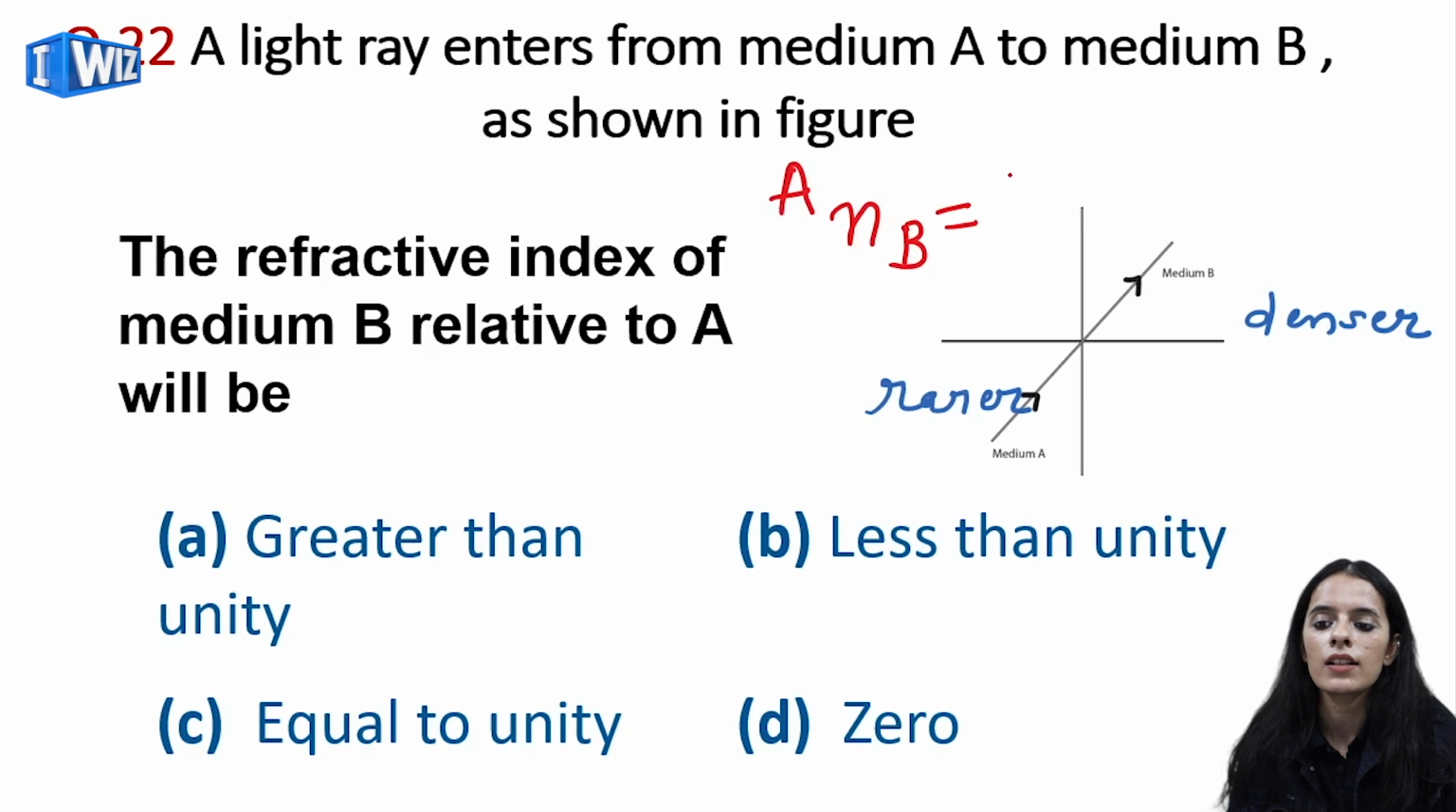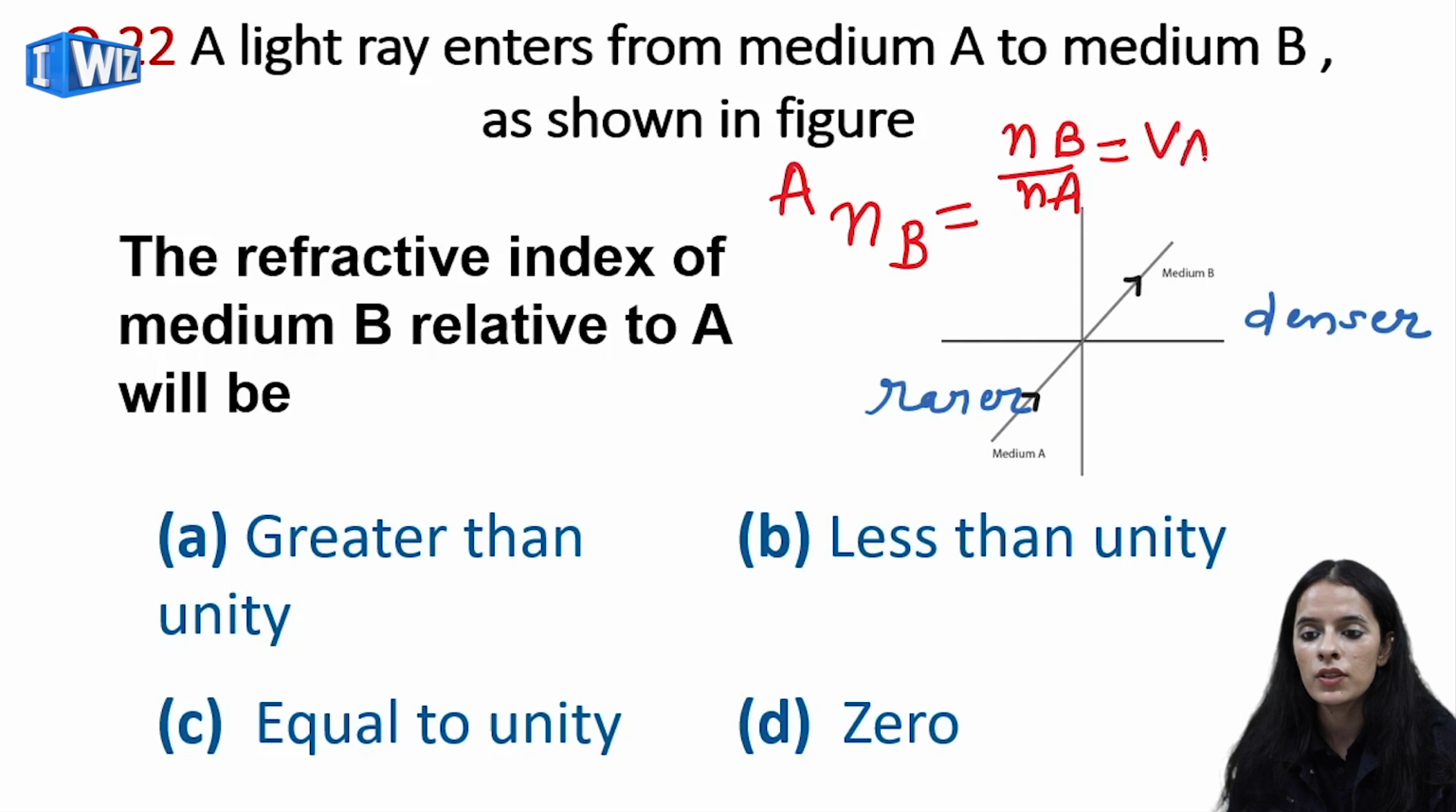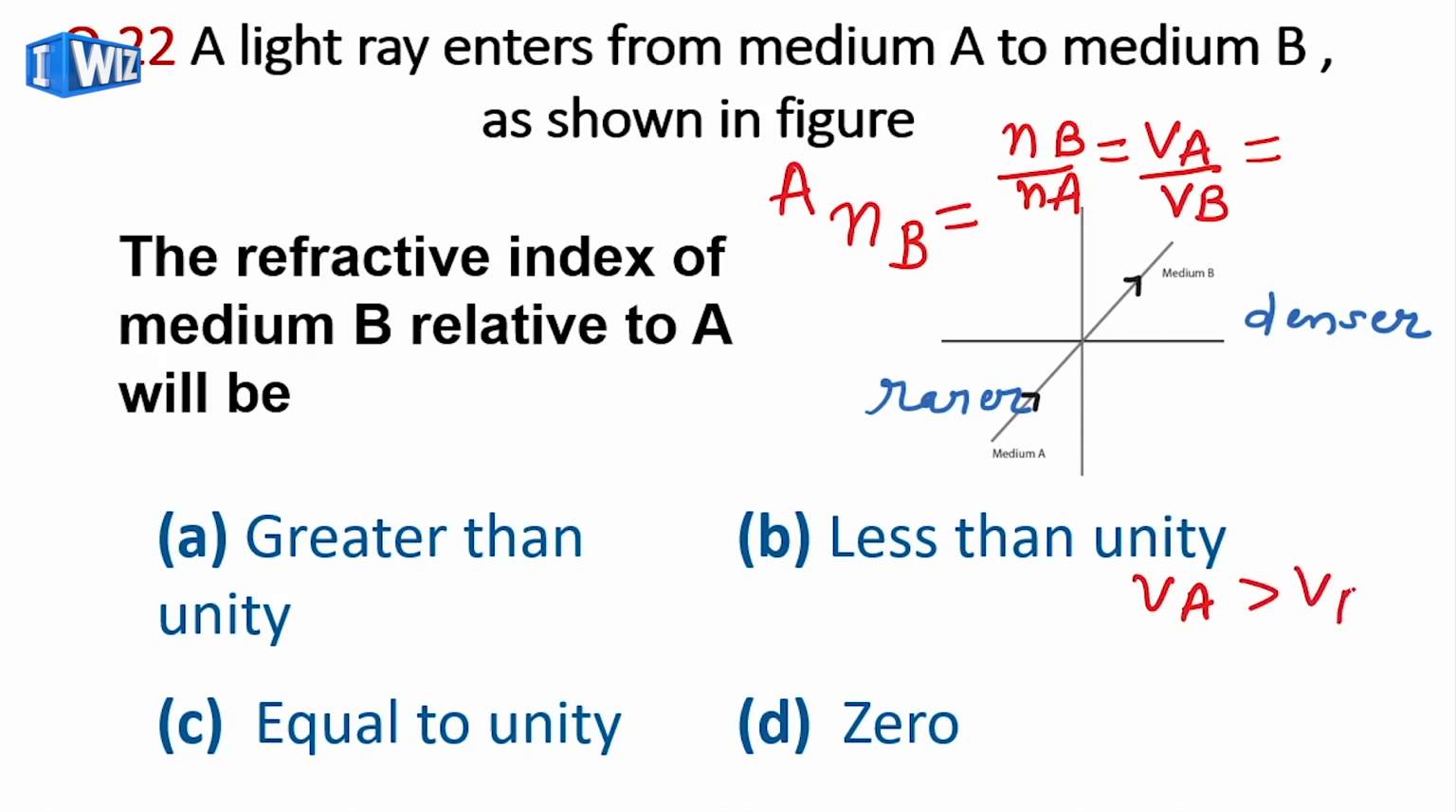So refractive index, we can write it like this, nB upon nA, which is also equals to vA upon vB, as speed of light is inverse of the refractive index. So light is going from rarer to denser medium, so velocity of rarer medium is always greater than that of denser medium, and refractive index of rarer medium is always less than that of denser medium, because refractive index and velocity are inversely proportional. So more is the refractive index, less will be the speed of light.